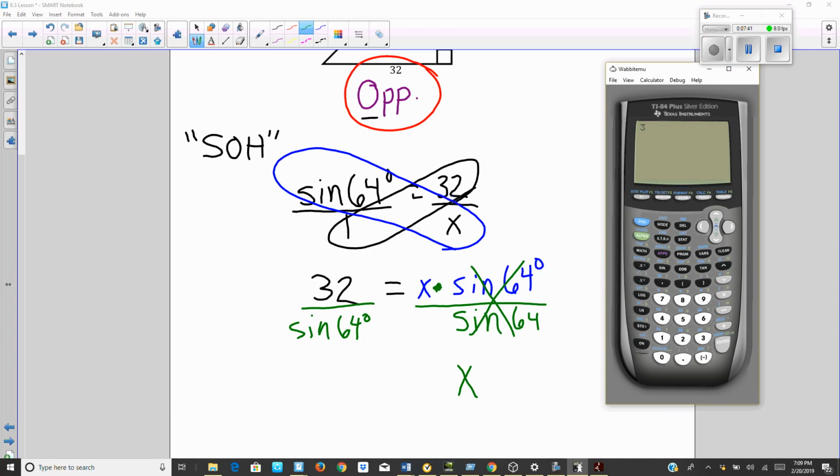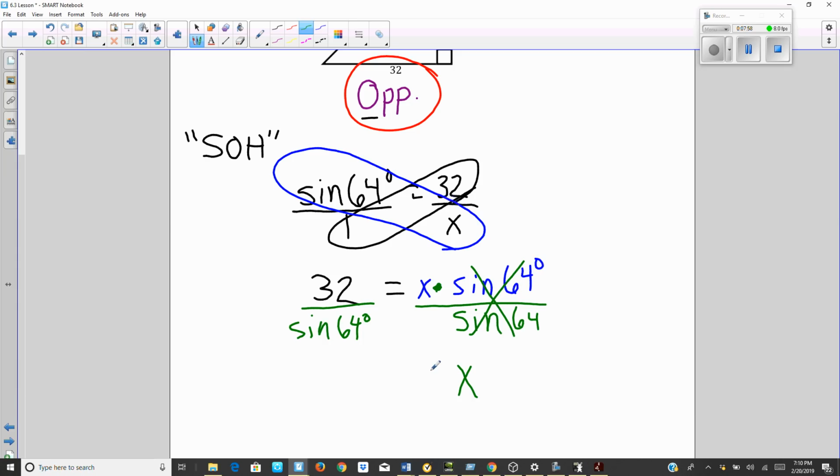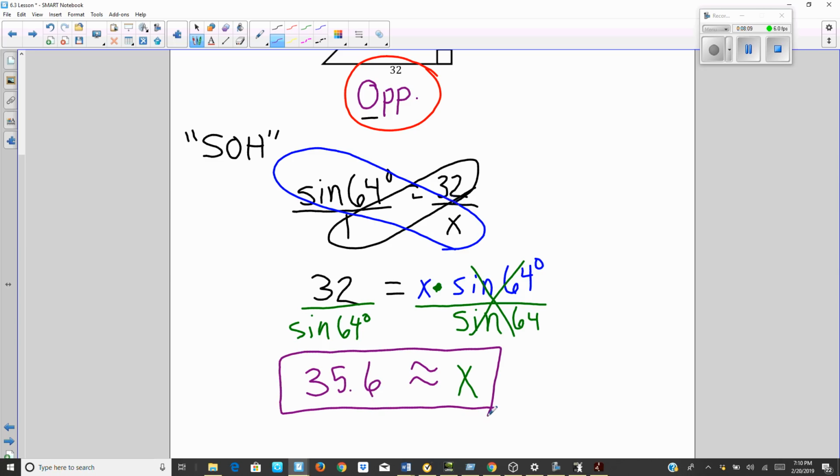So we're going to type in our calculator 32 divided by the sine of 64. You can use alpha y equals if you like. But when we type it in, that's what we get. Practice typing it in yourself, but you should get about 35.6, again rounded to the nearest tenth. I encourage you to pause it and try the last one on your own.